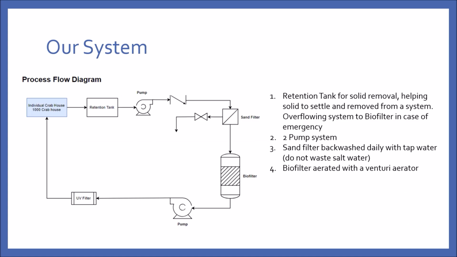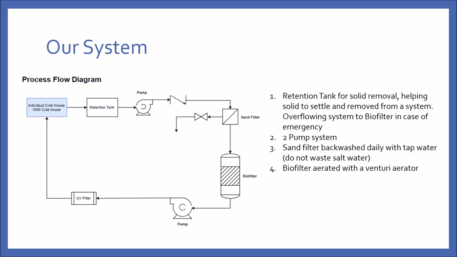This diagram shows the process flow diagram of our system. Note that we have modified the system that came from China to suit our needs. We first start off with crab houses. Our capacity is for 1,000 crab houses. Waste from the crab houses will then flow through what we call the first retention tank, in which any floating solids will be removed, and any solids that sink to the bottom will go into the pump, followed by a check valve and into the sand filter.